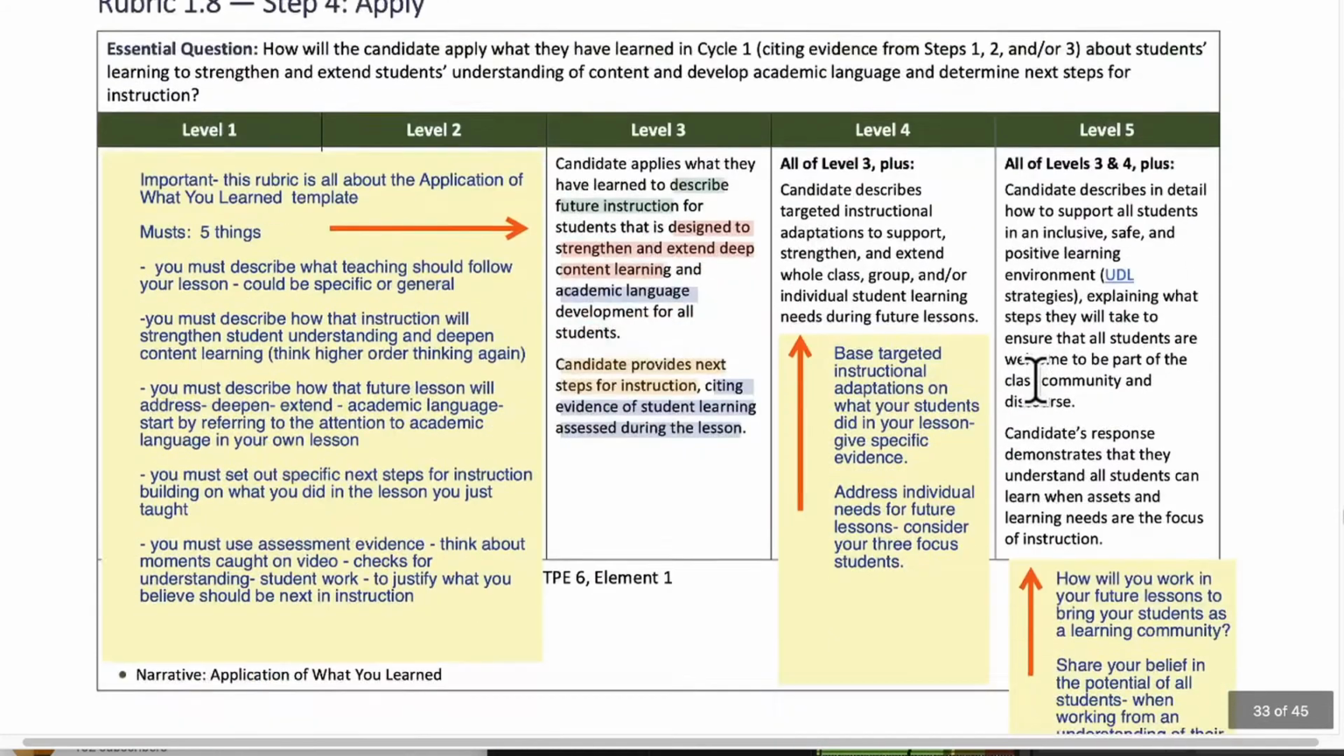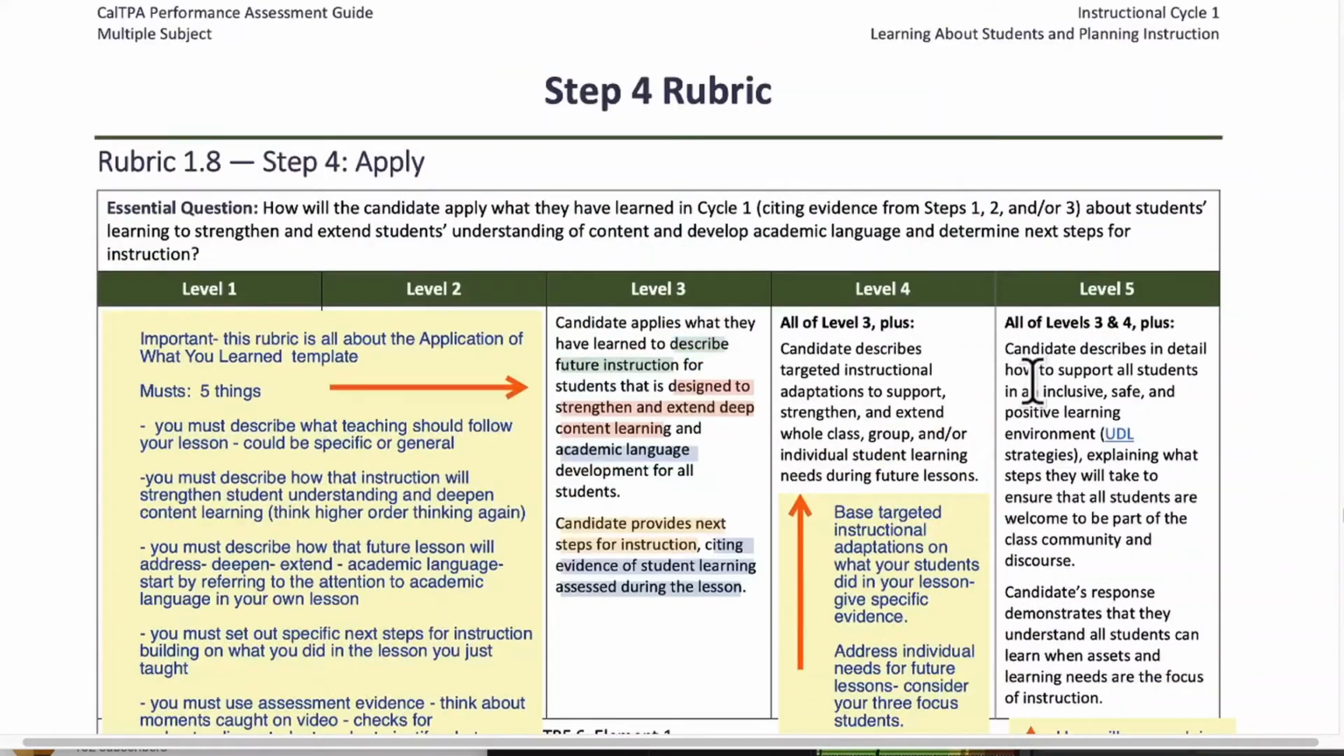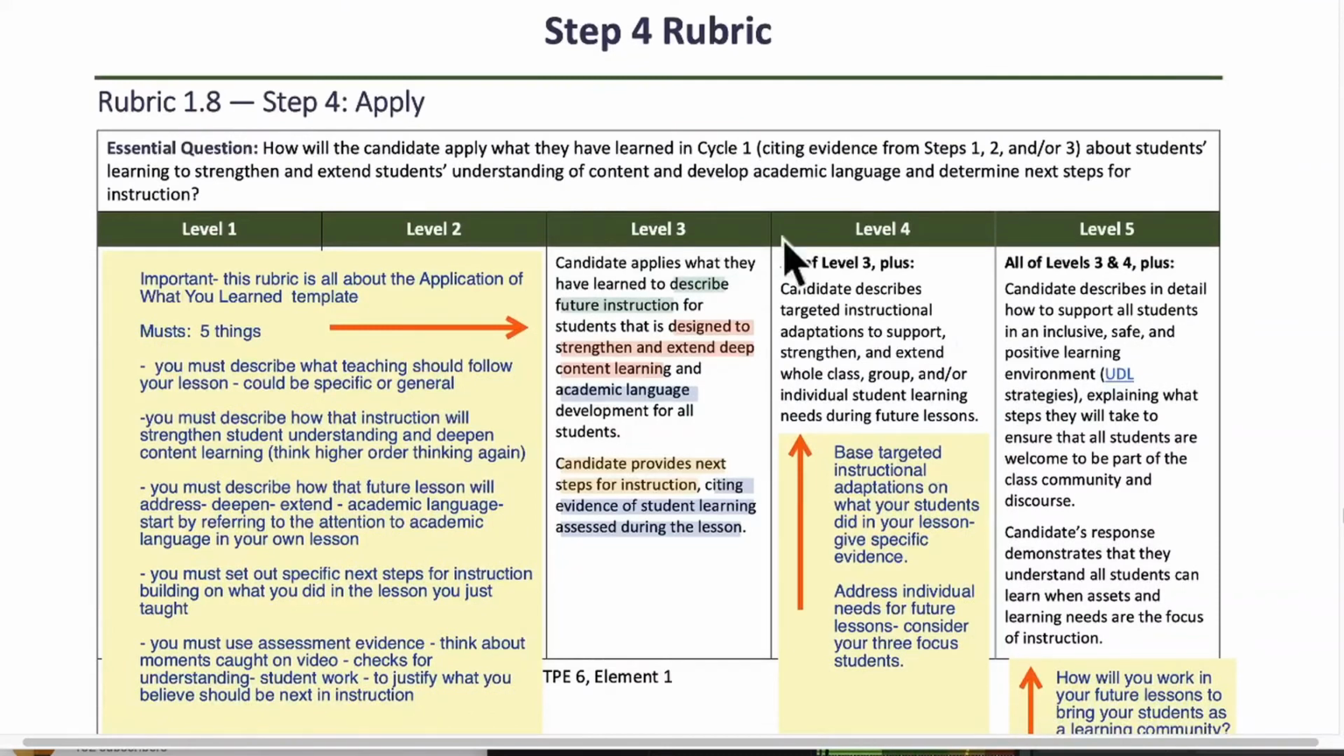And this is the last one. This is apply. Essential question: How will the candidate apply what they have learned in Cycle 1 about students' learning to strengthen and extend students' understanding of content and develop academic language and determine next steps for instruction?